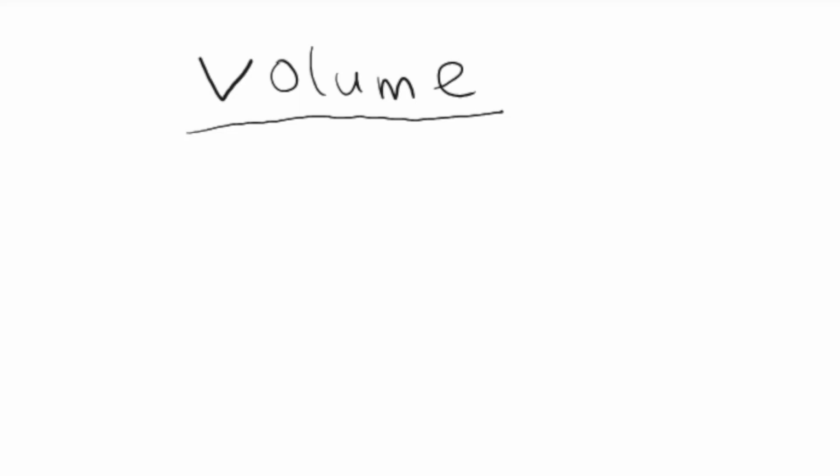We said area is the space an object occupies. But what about the volume? Volume is the amount of space occupied by an object or shape. Area is the space that the object occupies, but volume is the amount of space that an object occupies.